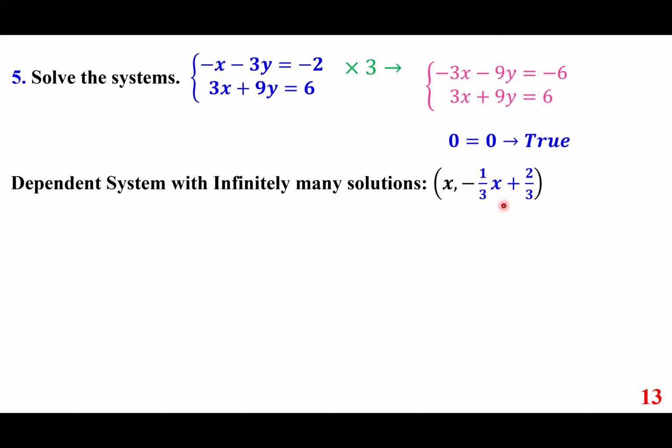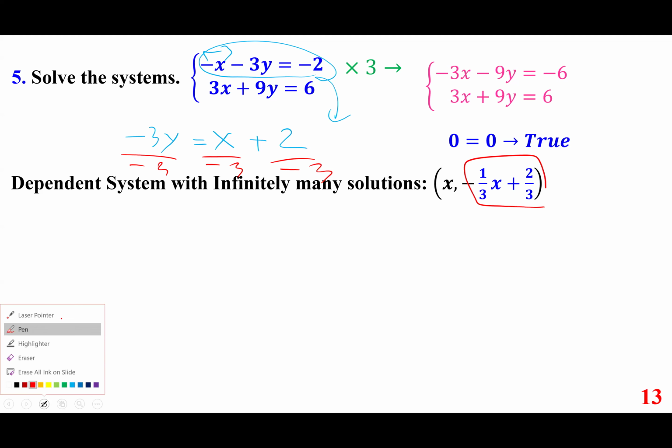That means it's a dependent system with infinitely many solutions. And here's the solution. How do you get the solution? You go to one of the equations and you solve for y. For example, this one: negative 3y equals, move the x, minus becomes plus x, plus 2. Now, if you divide by negative 3, you get this. And this is how they represent a dependent system. So one of them is x, one of them is a function of x, okay? Or if there are 3 variables, in the same manner.